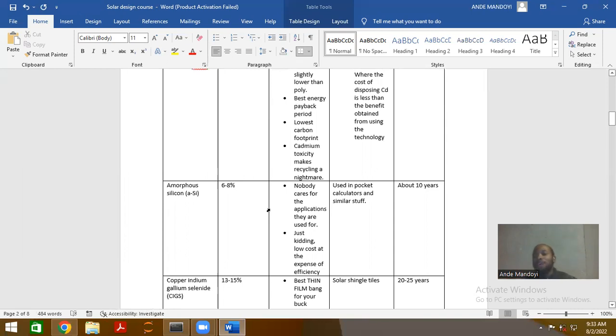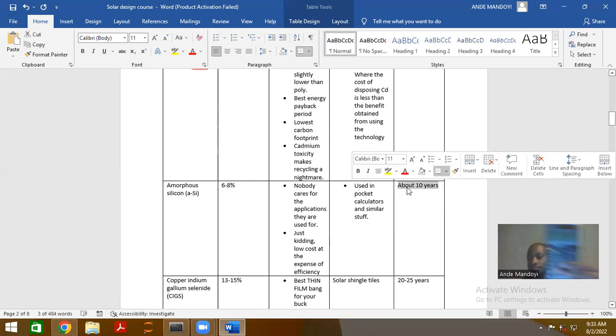But just kidding. You do get better prices, but it's at the cost of efficiency. So you can't really use this on a large scale, not efficiently, not optimally anyway. And like I said, it's used for pocket calculators and other small devices. And the lifespan is only about 10 years because who's going to keep this stupid calculator, this intelligent calculator, for 10 years anyway? So who cares?